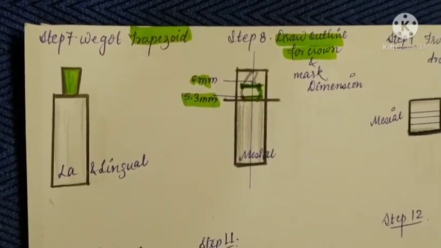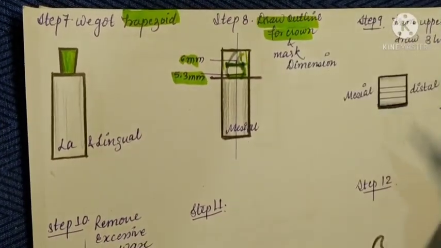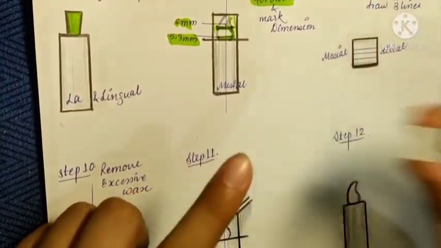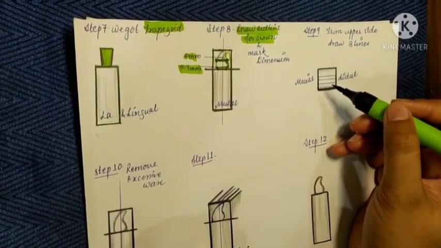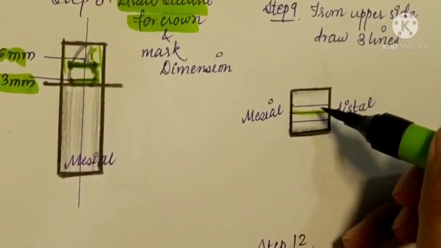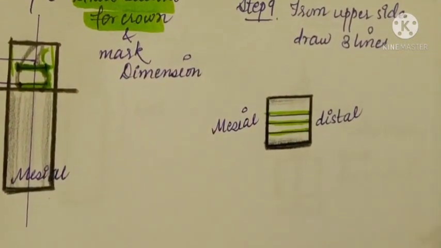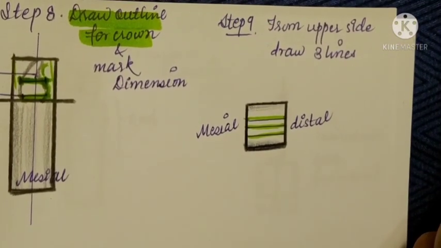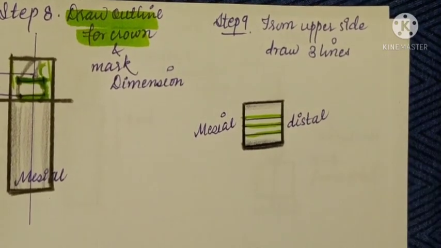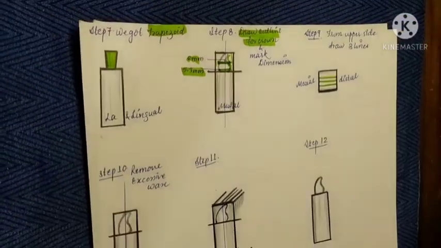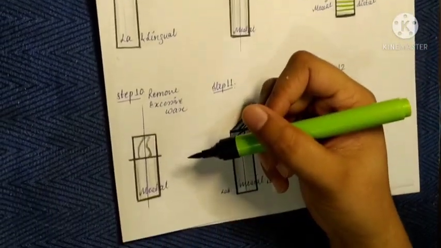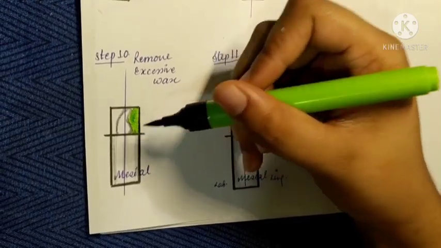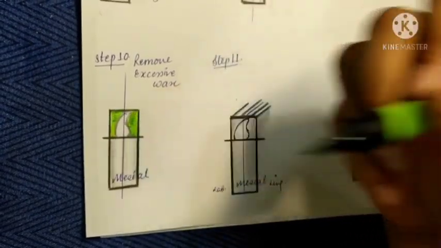Now moving to our next step, before removing this excess of the wax, what we have to do is from the upper side. As I can tell, this is the upper side. So from this upper side you have to mark it. You have to draw 3 lines, one the midline and 2 lines like this, because our incisal edge is curved or bent towards the lingual side, so drawing these lines will be helpful for us. So moving to our next step, after drawing these lines we have to remove our excess of the wax. After removing this wax, we will get our crown.